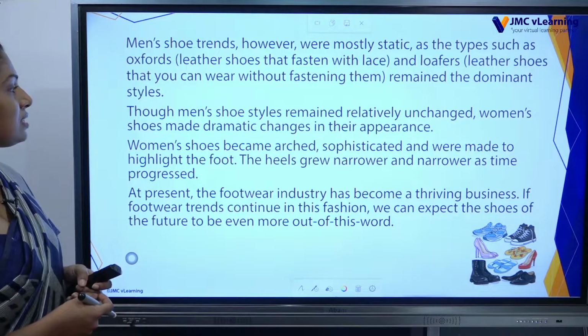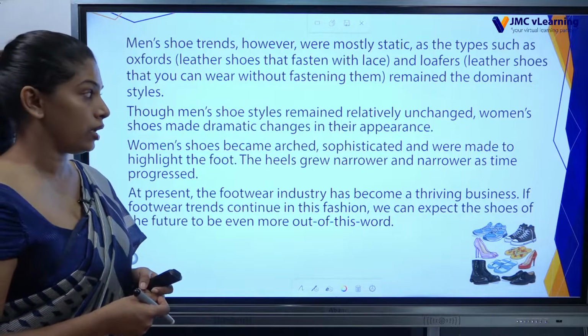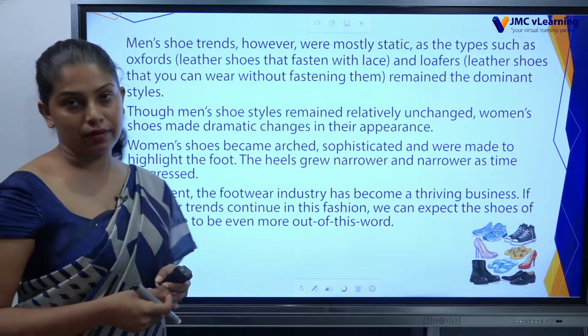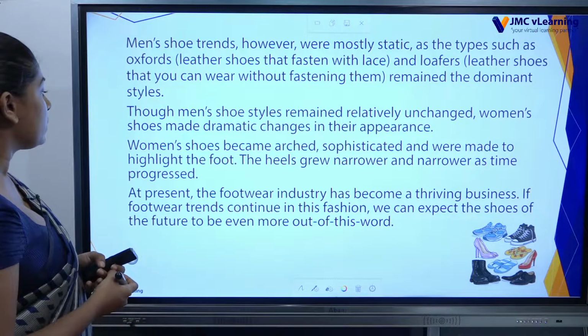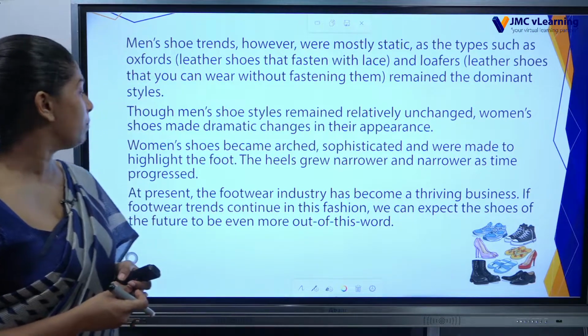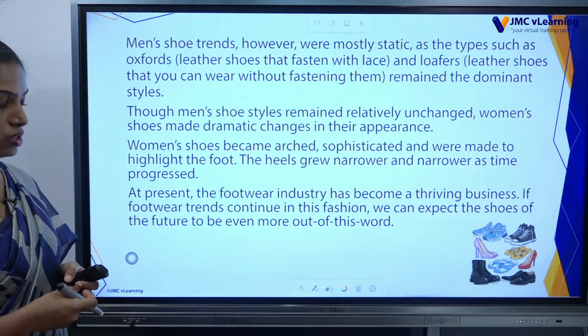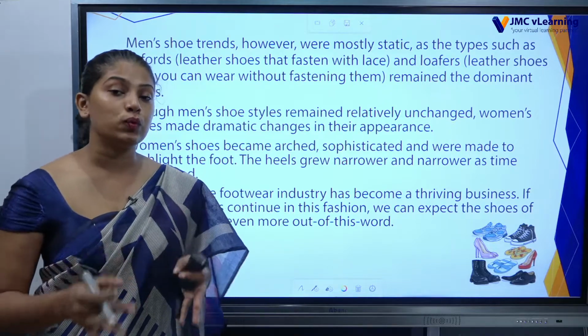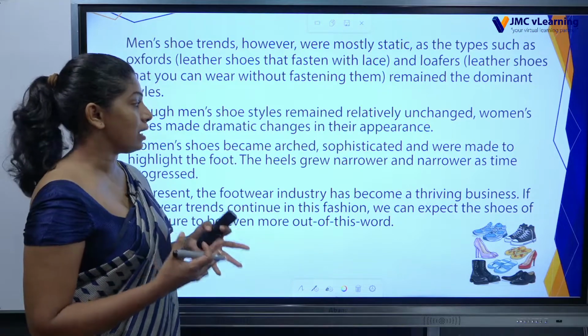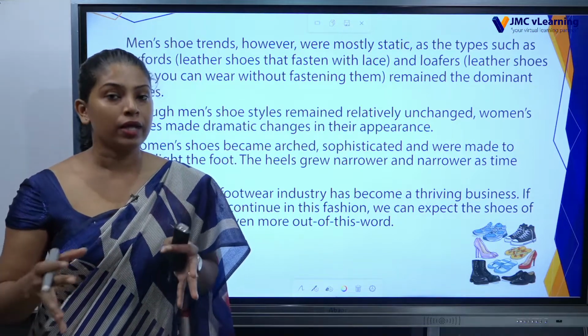Though men's shoe styles remain relatively unchanged, women's shoes made a dramatic change in their appearance, as we discussed earlier. Women's shoes became arched, sophisticated and were made to highlight the foot. The shoes worn by women were used to give a highlight to their legs.